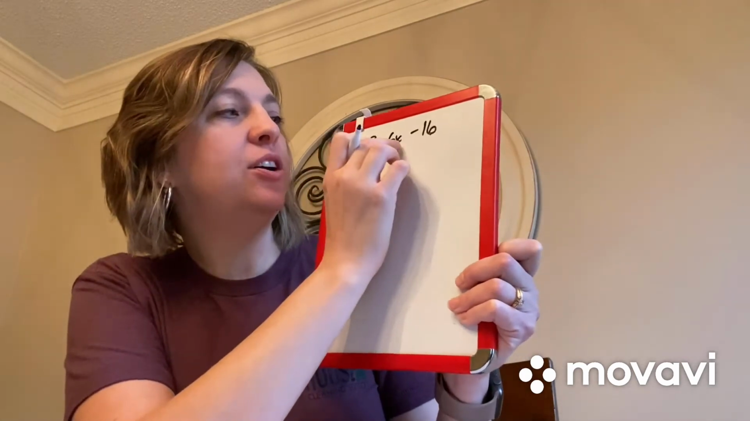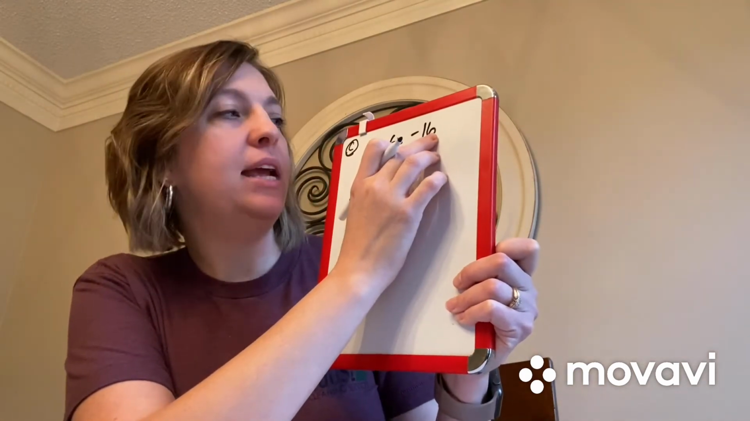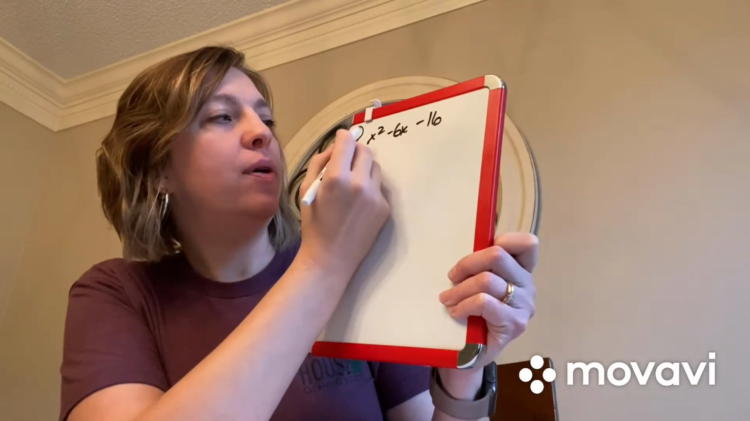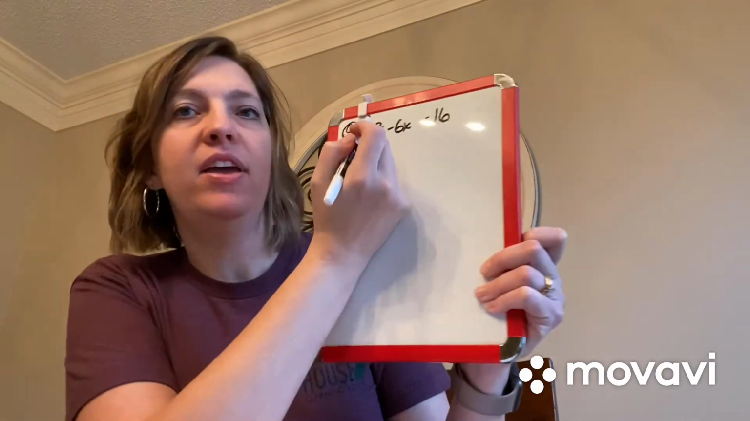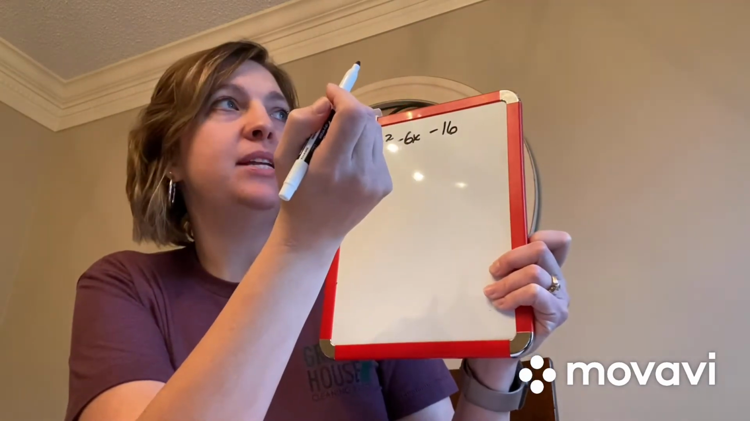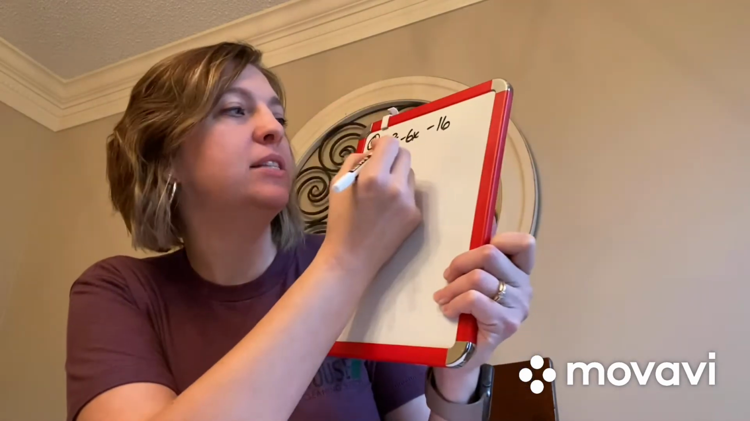It's the highest degree, then X, then negative 16. All right. So I have it in the right order. My leading coefficient is positive. And even in Algebra 2, there are going to be times that the leading coefficient's not. So that's why it's important to check.